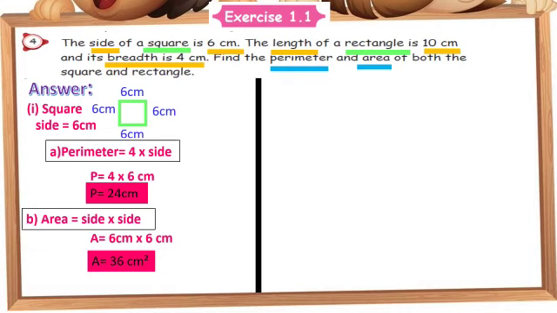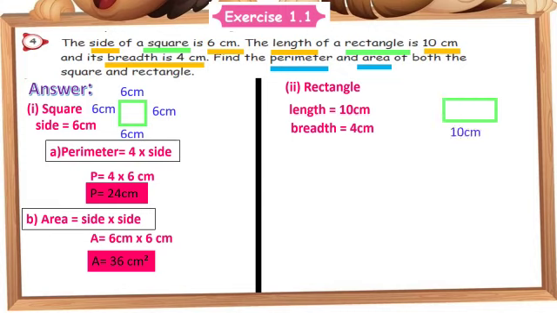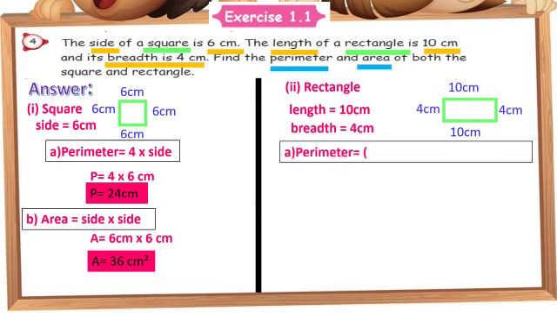Come to the second one. Now we need to find out for the rectangle. So second one, rectangle. What is given? Length equal to 10 centimeter and breadth equal to 4 centimeter. So draw as it is and mark everything. After this, we need to find out the perimeter, A portion. So that's equal to 2 into length plus 2 into breadth. Just be careful: that's equal to 2 into, what is the length? 10 centimeter, isn't it? Plus 2 into 4 centimeter.